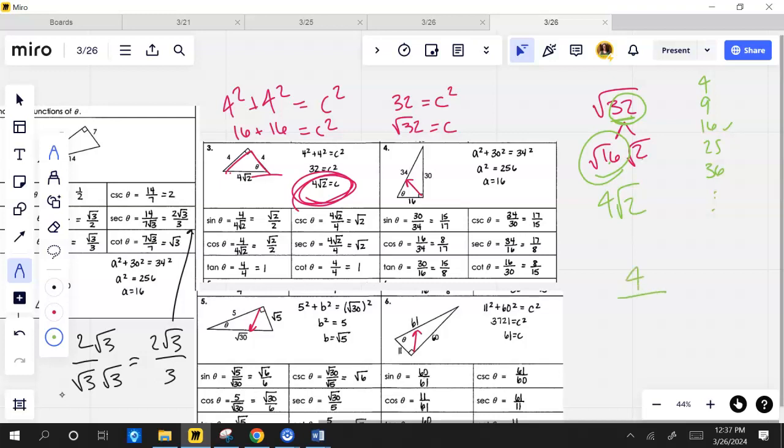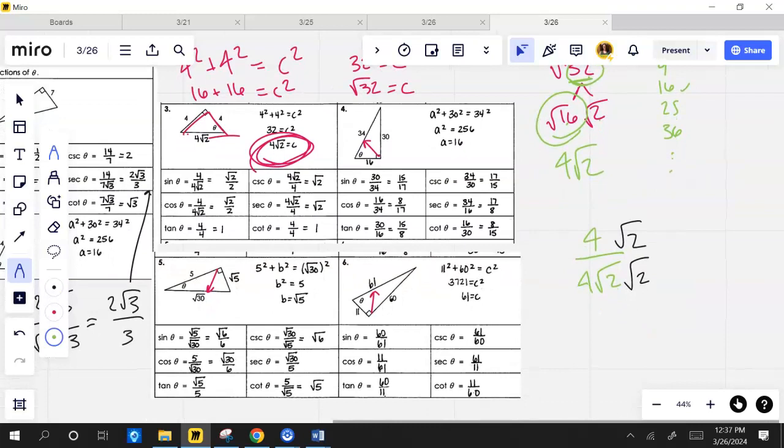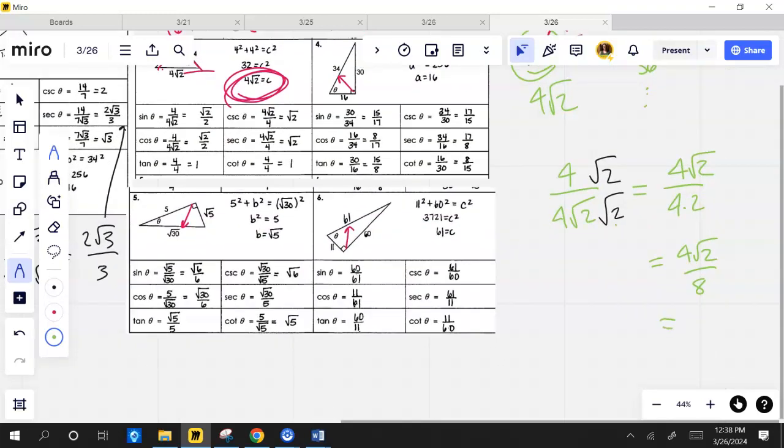4 over 4 root 2. So you can't have a radical in the bottom, right? That's just the rule. So then you multiply the top and the bottom by the square root of 2, right? This gives me 4 times the square root of 2. Well, what's the square root of 2 times the square root of 2? 2. 4 times 2, which is 8, and 4 divided by 8.